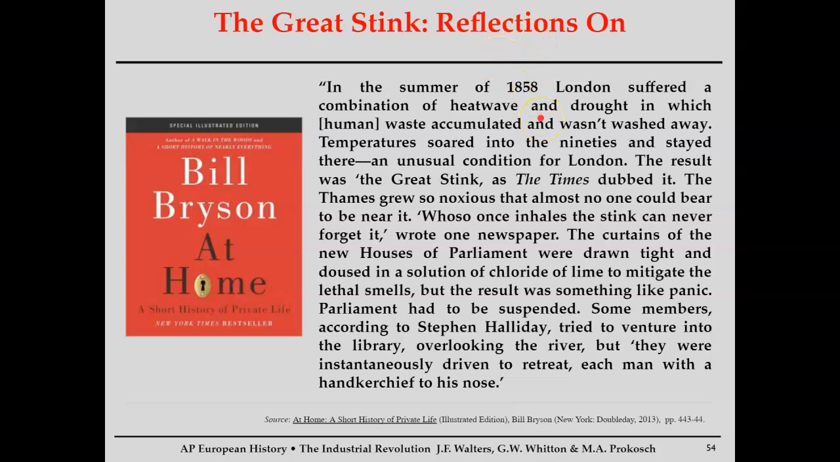It's really hot, there's a drought, and the smell in London became so horrific. Some people, depending on the part of London you were in, couldn't walk outside without vomiting. Parliament literally had to move out of London for a short period of time to meet because the smell was so noxious. So that will really kind of precipitate the British government making the sewage system for London.